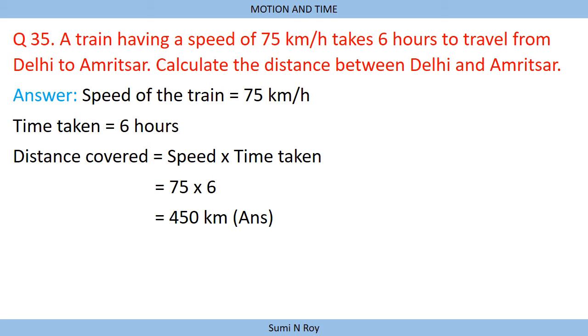Next question is a numerical. A train having a speed of 75 km per hour takes 6 hours to travel from Delhi to Amritsar. Calculate the distance between Delhi and Amritsar. The speed of the train is 75 km per hour. Time taken is 6 hours. Distance covered is speed into time taken, that is 75 into 6, that is 450 km.